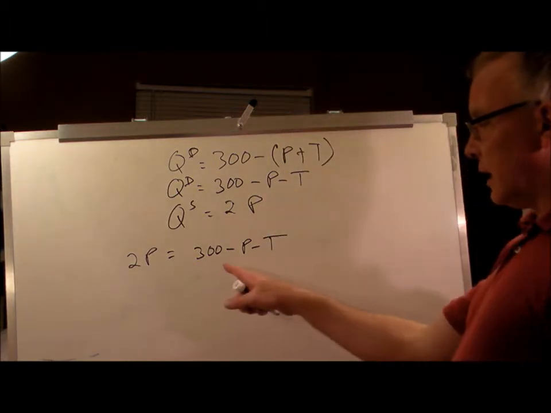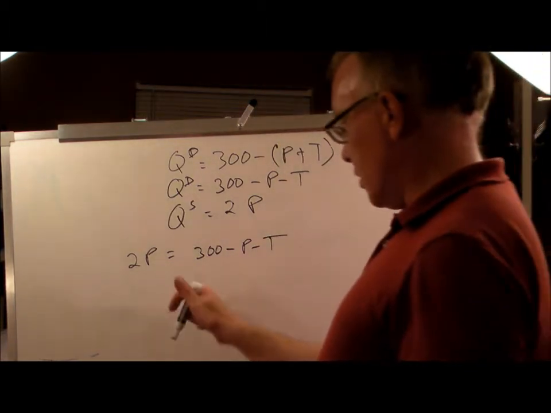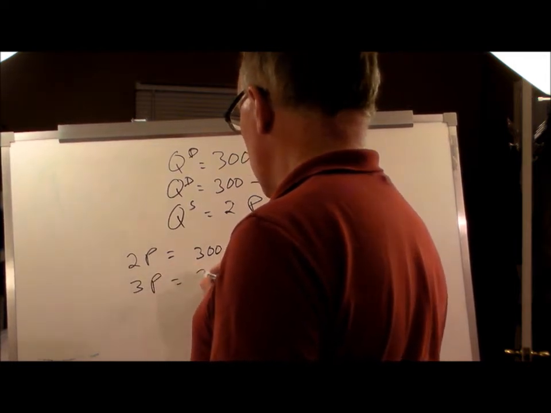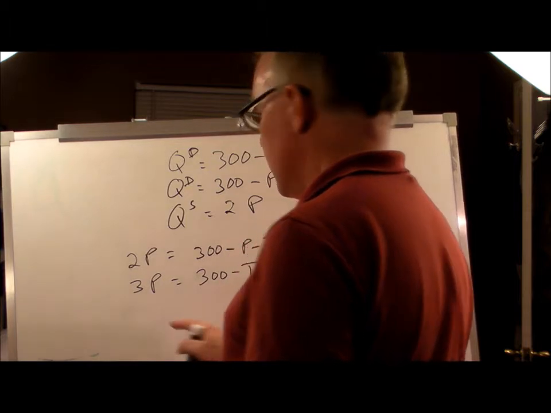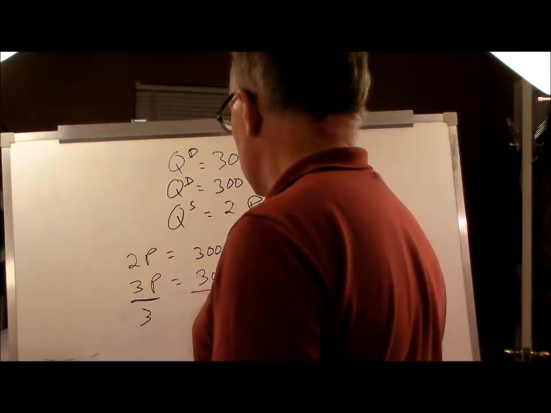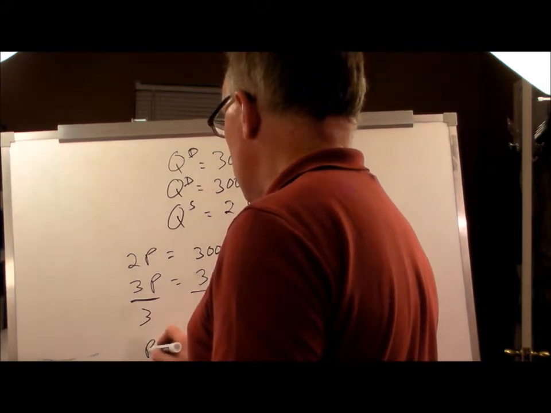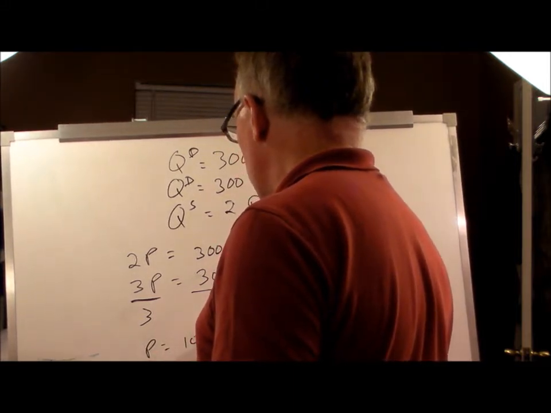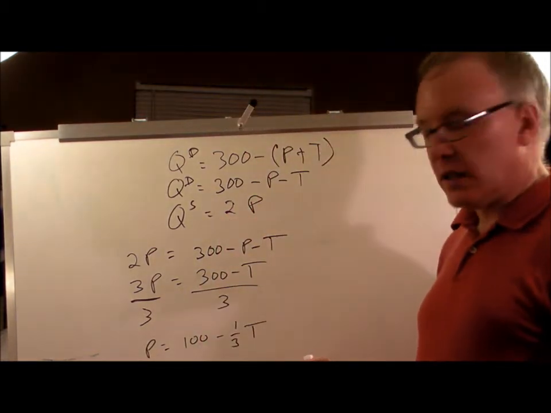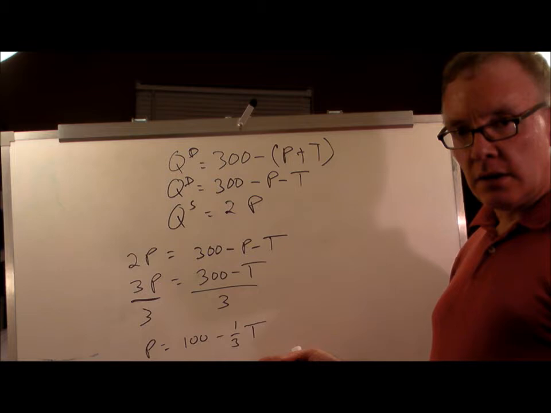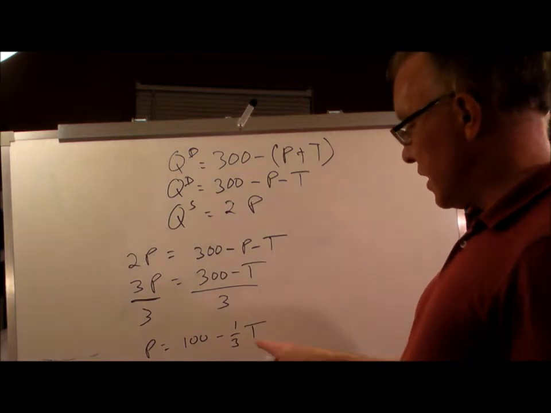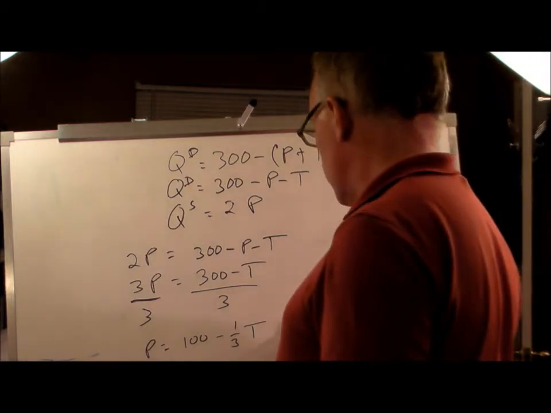And so we can now bring the P over. So we'll add P to both sides. So this is 3P equals 300 minus T. Then we divide by 3. And so we will get P equals 100 minus 1/3 T. So this is what the seller is going to receive. And the buyer, of course, is going to receive this. So this is what the seller receives.